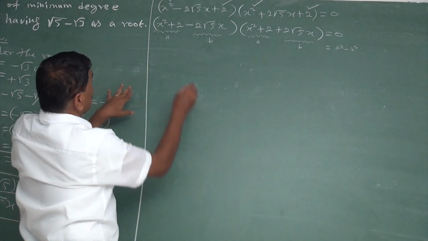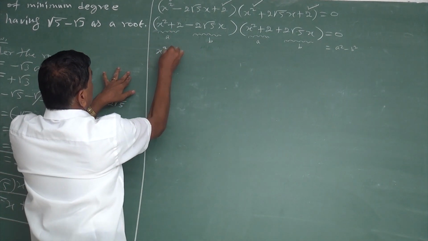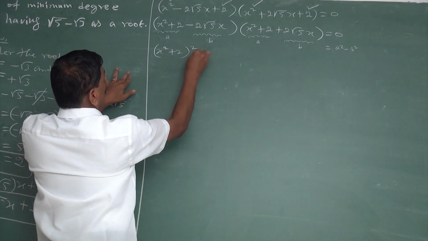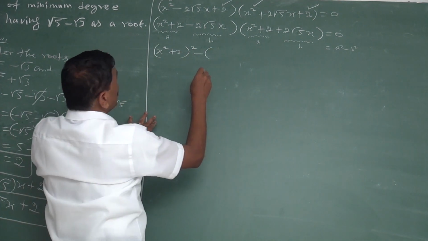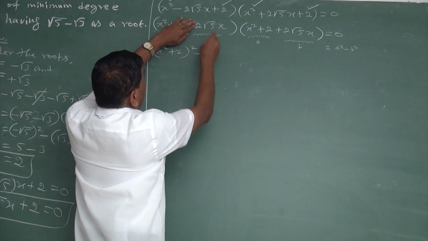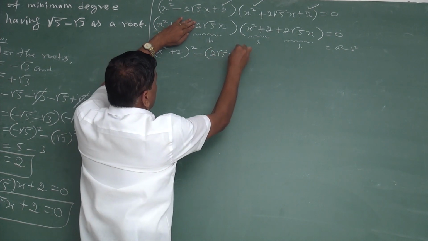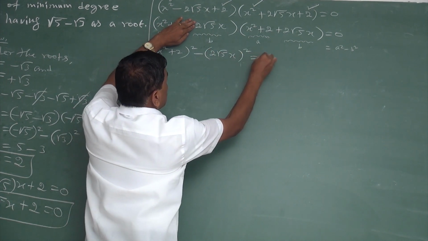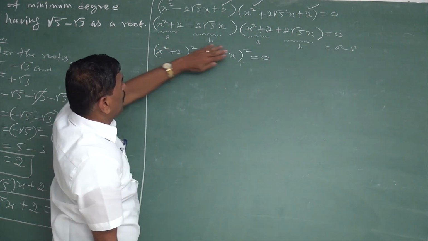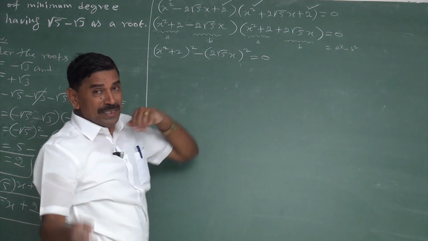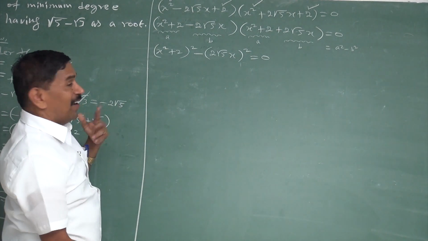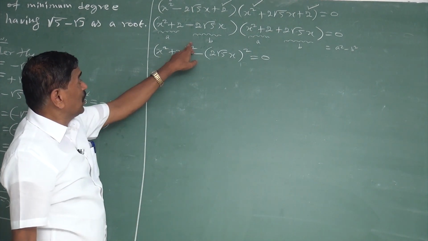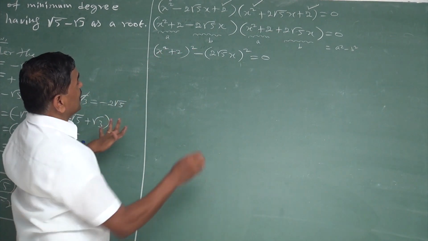Okay, what is a square? A square means x square plus 2 the whole square, a square minus b square, where b is equal to 2 root 5x, b square, which is equal to 0. Then simplification yourself, please. Good, very good. A plus b the whole square. Correct. Your answer is very nice.